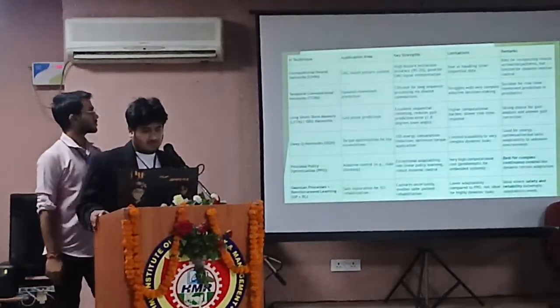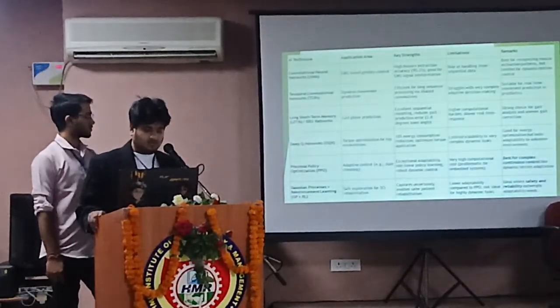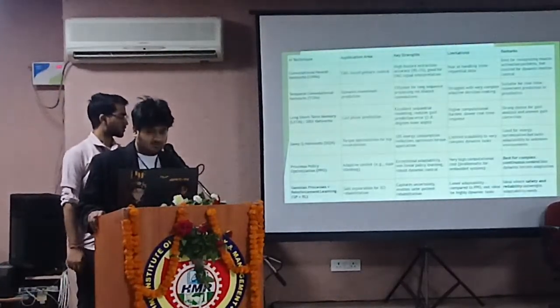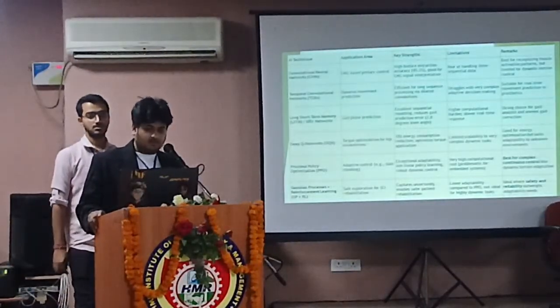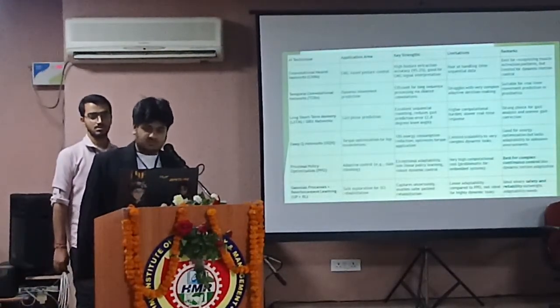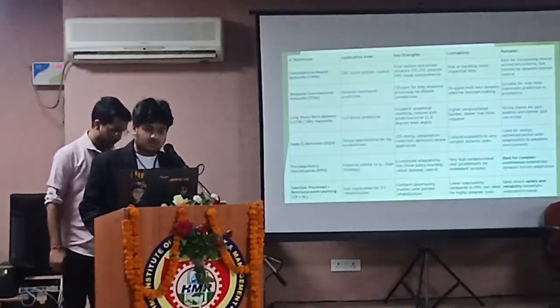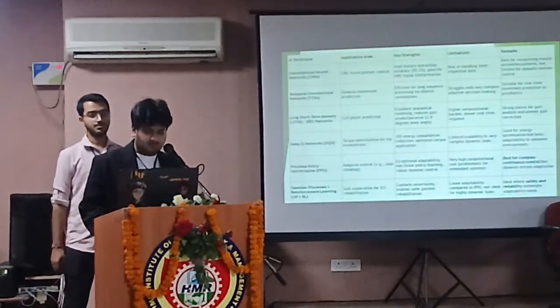Temporal convolutional networks, convolutional neural network, deep neural network, proximal policy optimization, Gaussian process. Their application area, the speed, strength, limitations, what are their limitations and remark. So if I talk about the remark, CNN is best for recognizing muscle activation patterns but limited for dynamic motion control. The second one, TCN, is suitable for real-time movement prediction in prosthetics.